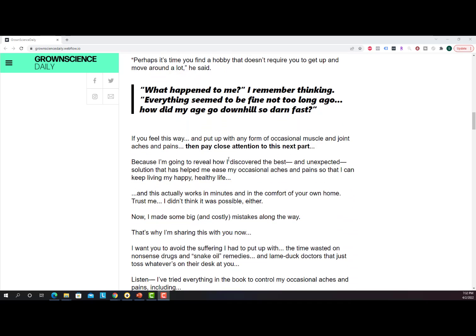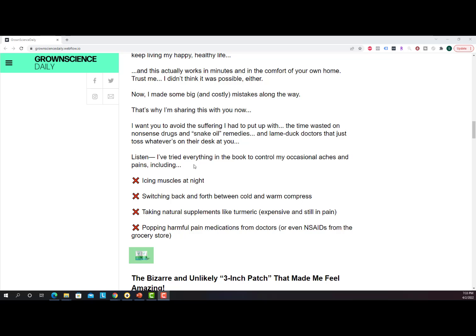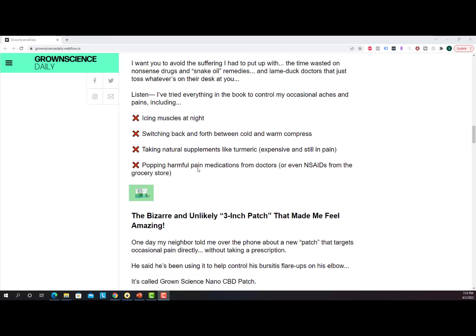Now he's going to start teasing some of the benefits, or teasing the solution. If you feel this way and put up with any form of occasional muscle and joint aches and pains, then pay close attention to this next part, because I'm going to reveal how I discover the best and unexpected solution that has helped me ease my occasional aches and pains, so that I can keep living my happy, healthy lifestyle. So again, a little bit of a fascination they can throw in there, teases something, keeps the reader wanting to read more. He shares something, he's tried everything in the book, didn't work out.